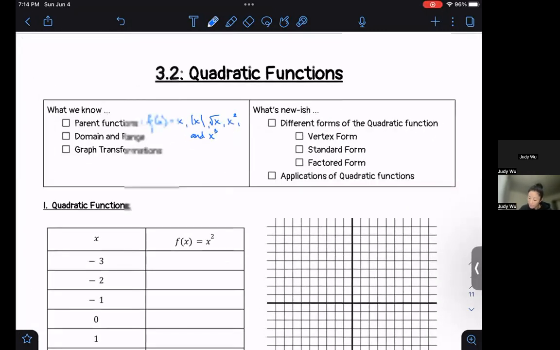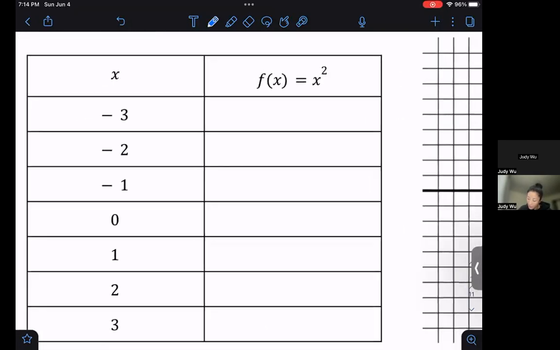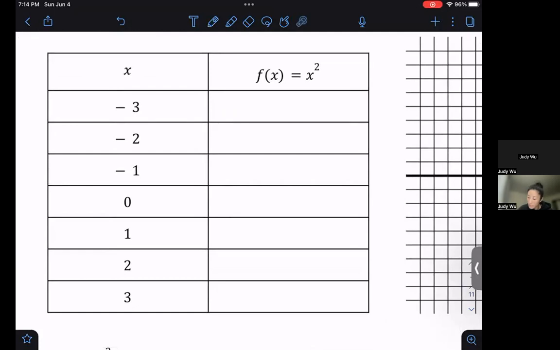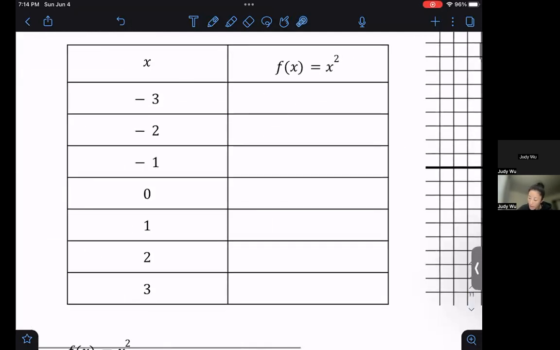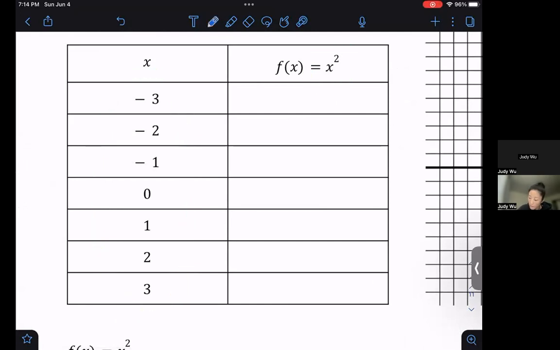So let's get started. Number 1, quadratic functions. Here's an XY table. We're going to plug these numbers for x into the quadratic function. So -3 squared gives us 9, -2 squared gives us 4, -1 squared gives us 1, 0 squared is 0, 1 squared is 1, 2 squared is 4, 3 squared is 9.